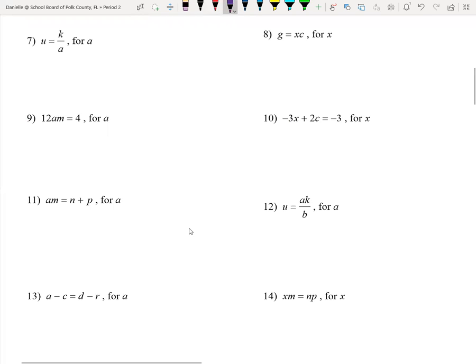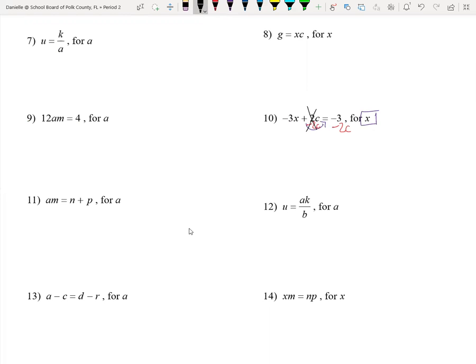Let's do number 10. Number 10, again, we are solving for x. First thing we need to do is move our 2c over to the other side. You also could choose to move 3x over here if you wanted, but since it has a 3 in front, I'm going to choose to leave it. So we move our 2c over with subtraction because it is a positive number.